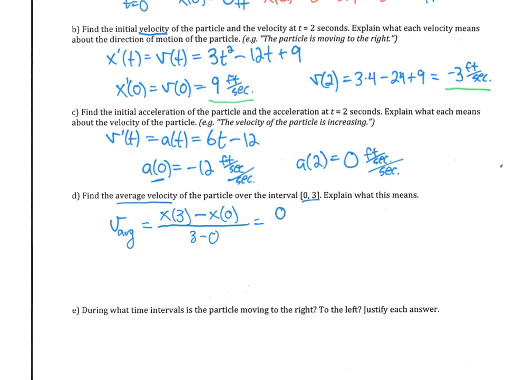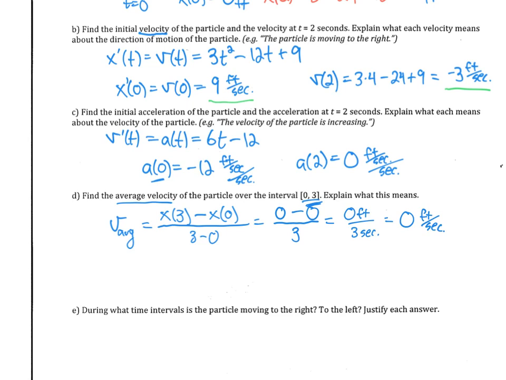You get 0 for the position, and if you plug in 0 into the position function, you get 0 as well. So 0 minus 0 divided by 3. The particle is changing approximately 0 feet over these 3 seconds. So the particle's average rate of change, average velocity, is 0 feet per second. What that means is that over these 3 seconds, the particle on average is moving 0 feet per second.